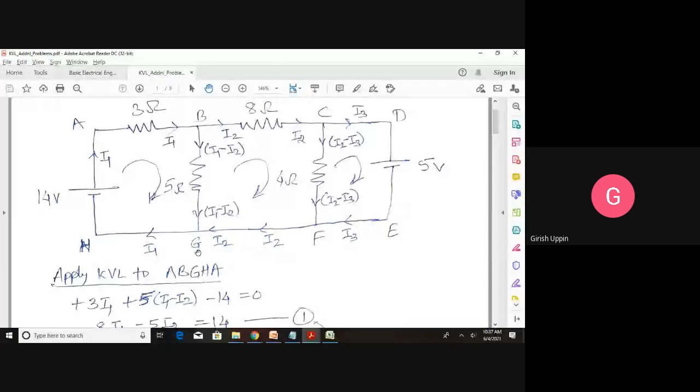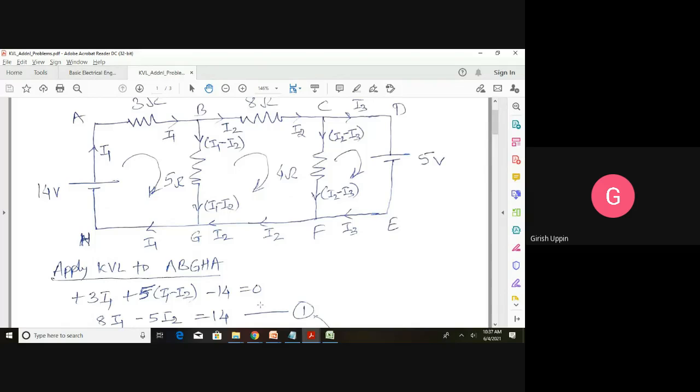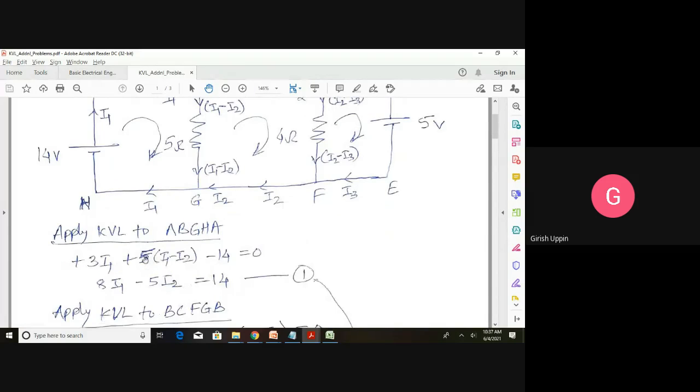Then I come to this node G, and I come across the negative plate of the EMF source. Minus 14 is equal to 0. That is how we get that. Then we have 5I1 plus 3I1, 8I1 minus 5I2, and 14 is taken on the right hand side. This forms our first equation.